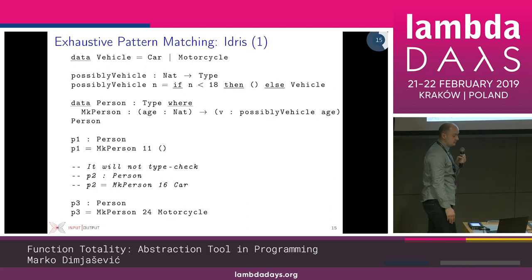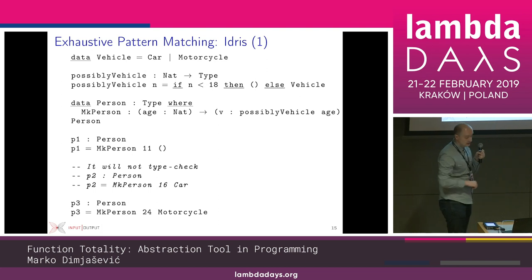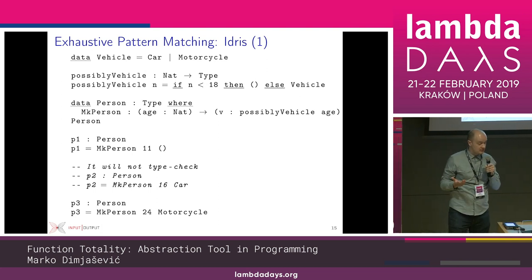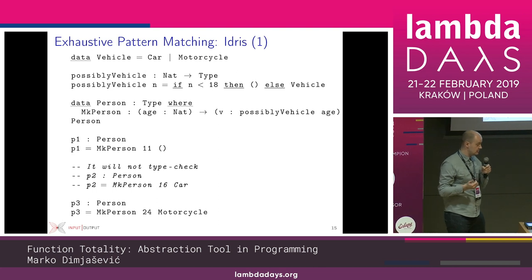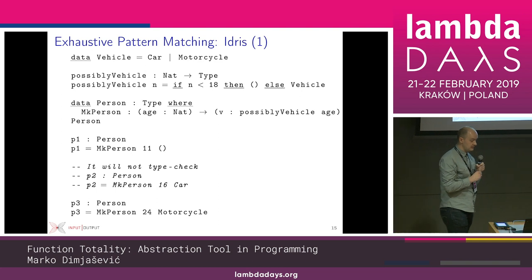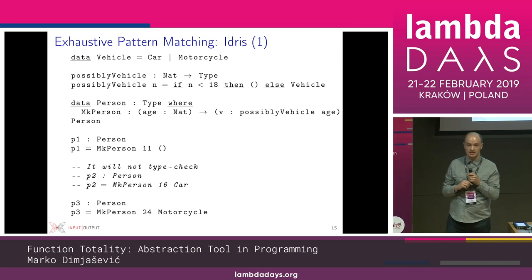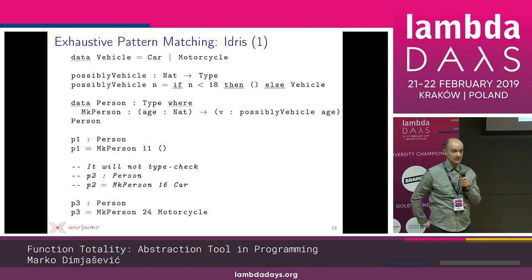And let's see how to do this in Idris. My apologies, I will come to that. So we have a similar data type for the vehicle. Actually, it's written exactly the same as in Haskell. And then we have a helper function, here it's called possibly vehicle, that takes a natural number and returns a type. So this is an example of a function that computes a type based on a value.